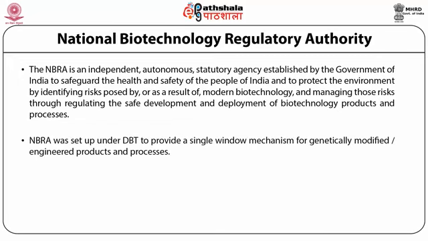NBRA was set up under DBT to provide a single window mechanism for genetically modified or engineered products or processes. They assist in all these things. The National Biotechnology Regulatory Authority, abbreviation NBRA, consists of different committees. The most important is the Review Committee on Genetic Manipulation, RCGM, which regulates recombinant DNA safety guidelines and regulations.